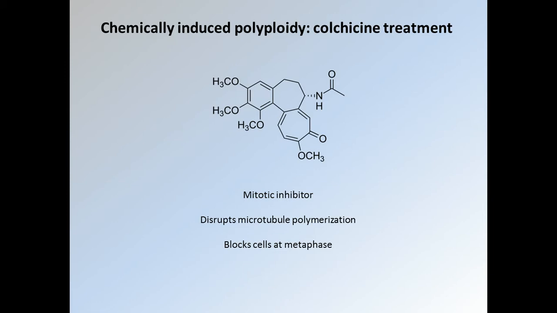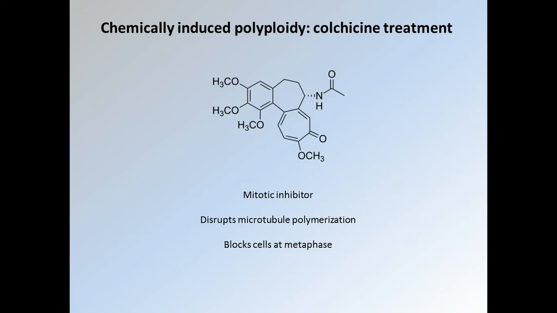Then we also mentioned before synthetic polyploids. Synthetic means that you produce polyploids, and you use for that a chemical compound called colchicine. What is colchicine? Colchicine is a mitotic inhibitor, so it disrupts microtubule polymerization, and microtubules are very important for chromosome movement and chromosome segregation within the cell. It will block the cell at metaphase, when the chromosomes pair with each other, okay?